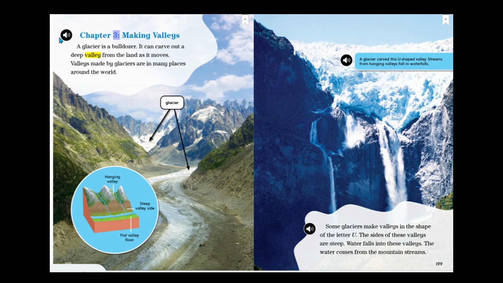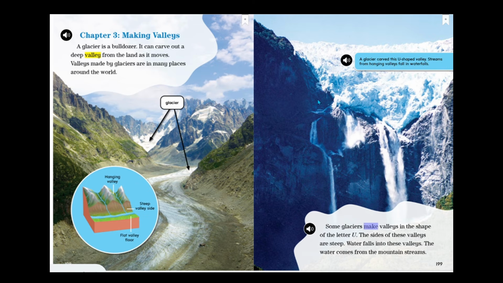Chapter 3: Making Valleys. A glacier is a bulldozer. It can carve out a deep valley from the land as it moves. Valleys made by glaciers are in many places around the world. Glacier. Hanging valley. Steep valley side. Flat valley floor.